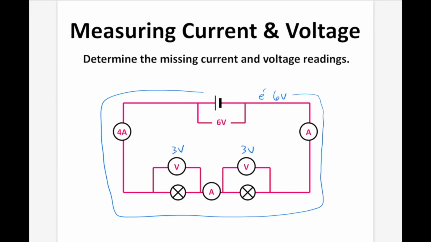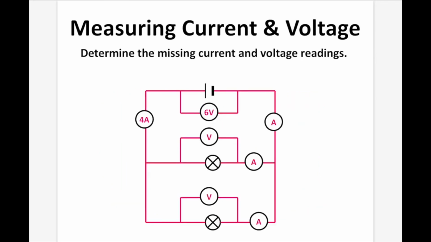Now the amperage is a little bit different. We need to know how many electrons there are in the circuit. We can find that by looking at the end. You can see at the end we're told that there are 4 amps. If there are 4 amps at the end, there must have been 4 amps at the beginning, and there must have been 4 amps in the middle. So we've solved our circuit.